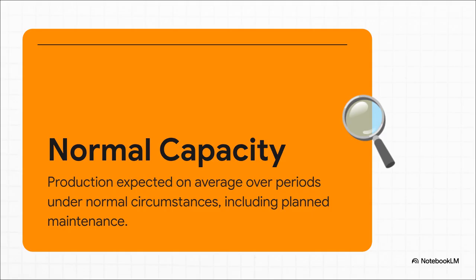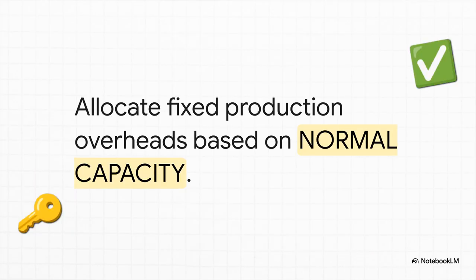Instead, IAS 2 tells us we have to use something called normal capacity. This isn't about one random month. It's about the average, steady, sustainable output your factory is built to achieve over the long run. It's your factory's cruising speed, not its stop-and-go traffic. And that's it. This is the key. You calculate your fixed overhead rate based on what you should produce, on average, not what you actually did in one period. This gives you a stable, predictable, and fair cost per unit.